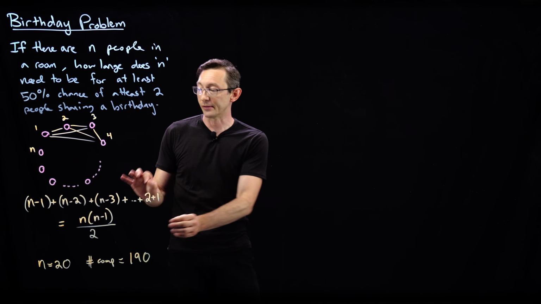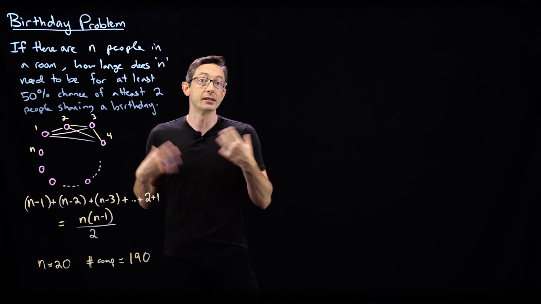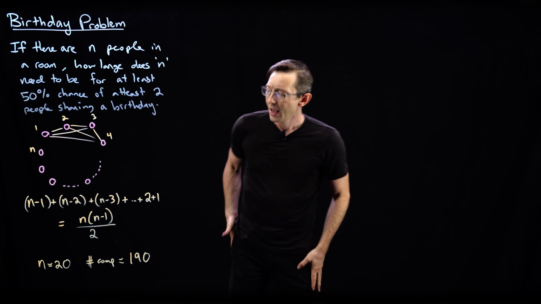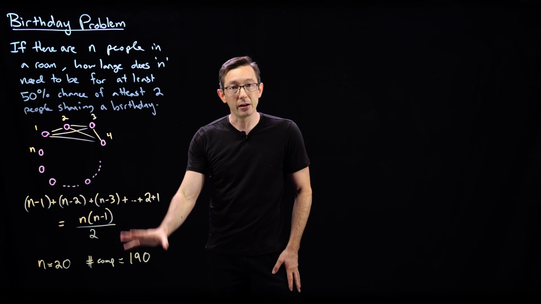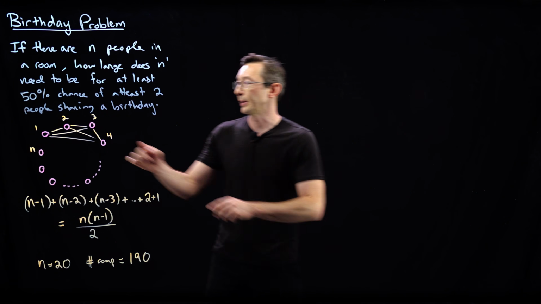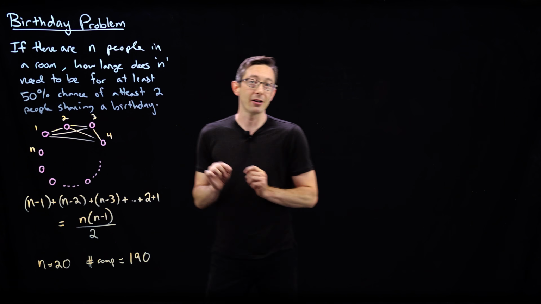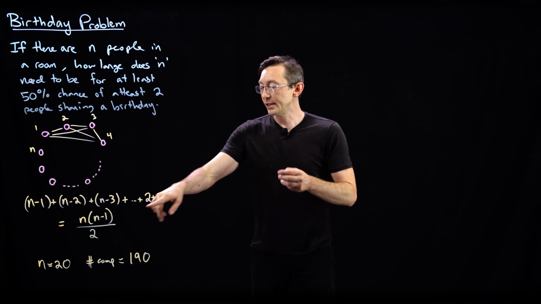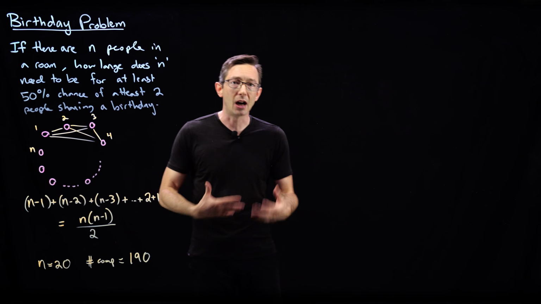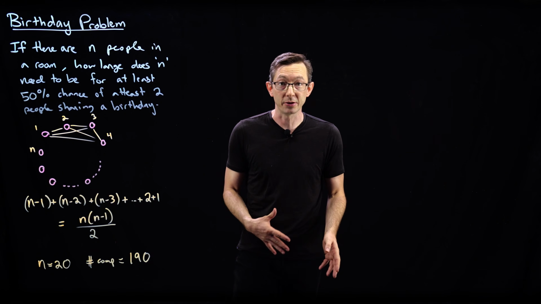A 50% chance of some of these comparisons resulting in the same birthday, okay? This is very heuristic. This is not how you compute the probability. There are a lot of things that can go wrong because each of these unique comparisons, if I do all of these 190 unique comparisons for 20 people, I might end up double or triple or even quadruple counting.